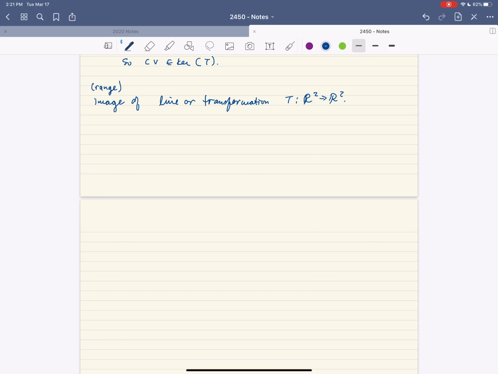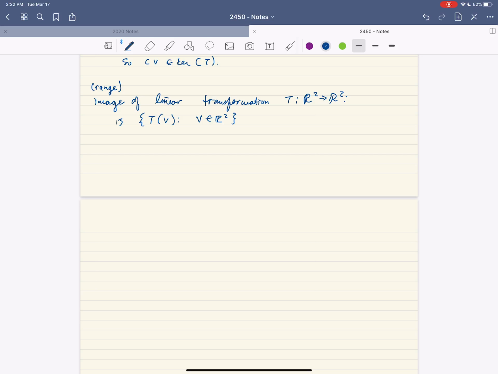All of these ideas that we're talking about are really ideas of functions, or at least some of them are. In particular, image and range are ideas of functions. We're going to apply them to the situation of studying linear transformations. So the image of a linear transformation is going to be the set of values T of V, where V is in R2.